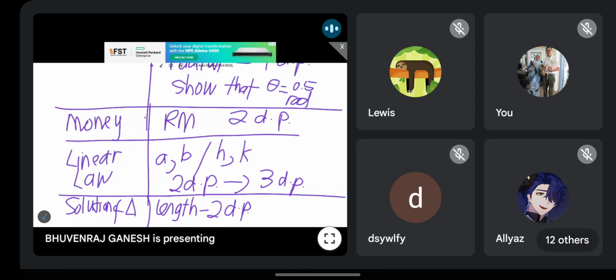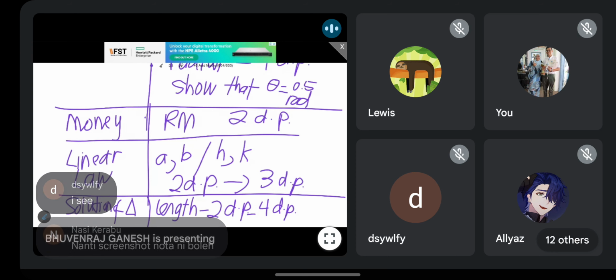Terlalu banyak dah. But if you want, I think should be no problem. Dia takkan sangat strict sampai macam tu. Okay, you can still give to 4 if you want. Okay, 2 dp to 4 dp. Jangan lebih. 1 dp definitely wrong. Okay, 1 dp no. 2 dp minimum, 4 dp maximum. Okay, 3 dp also can.